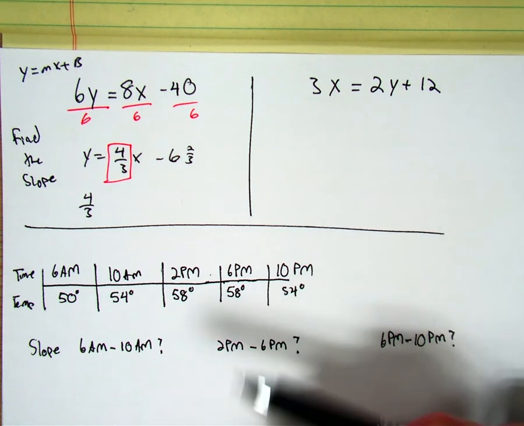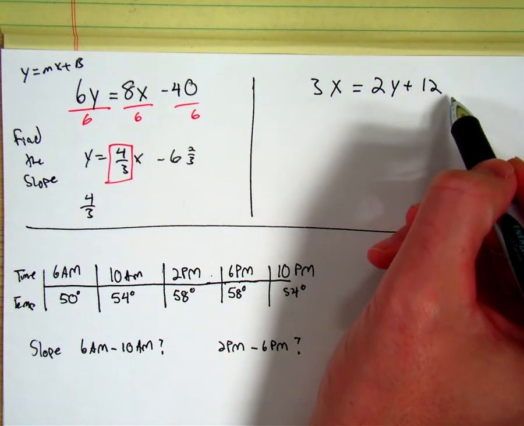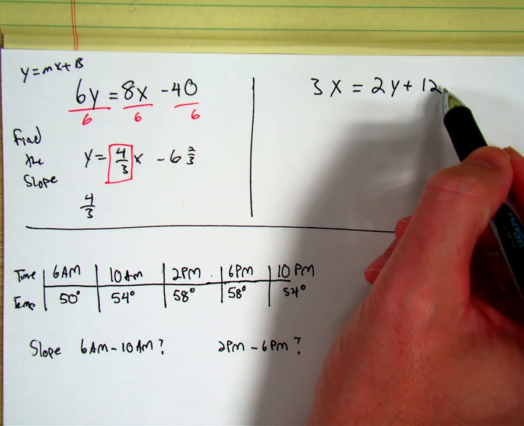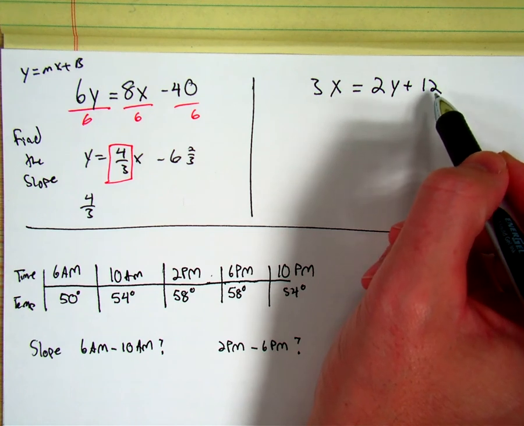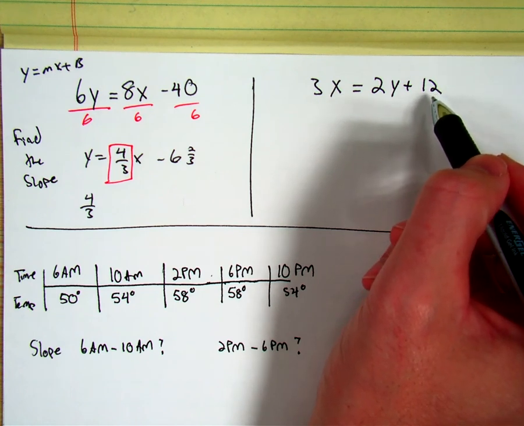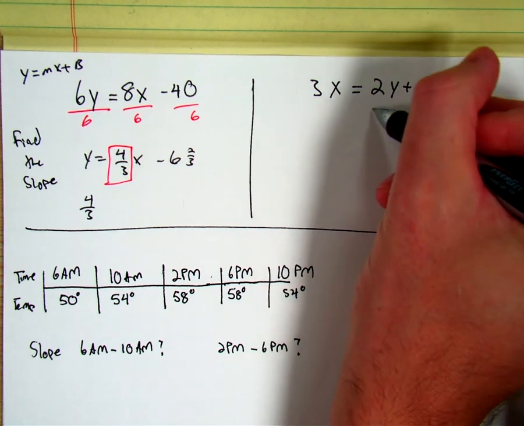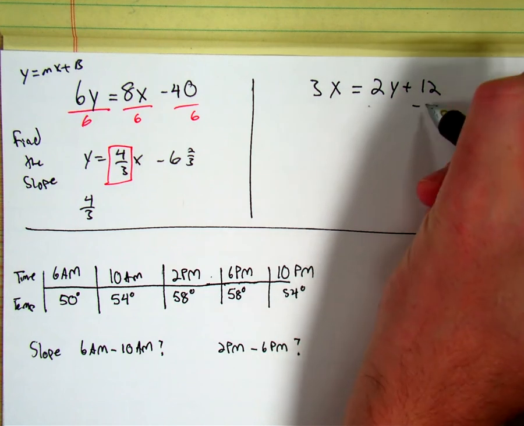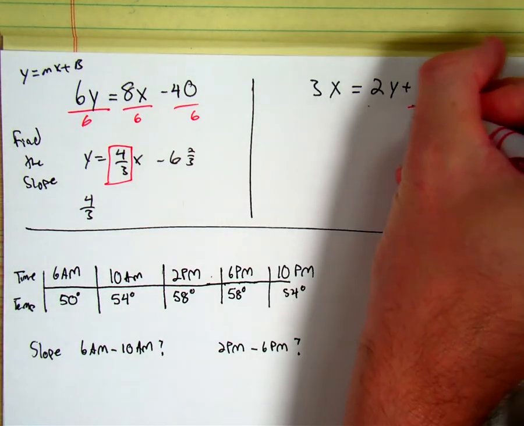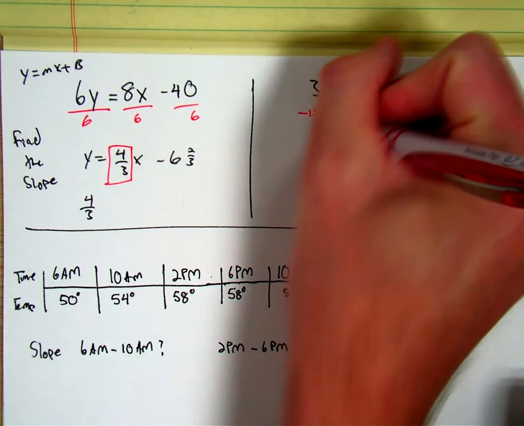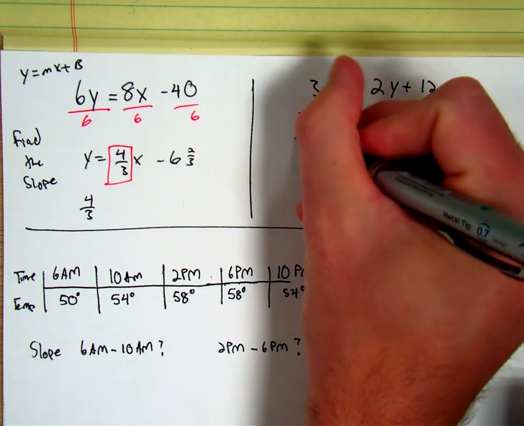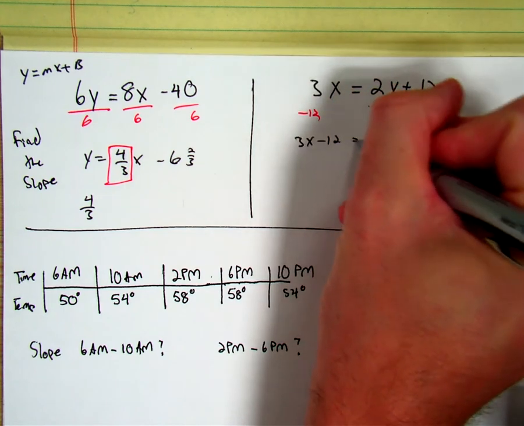Okay, welcome back. Let's see how you did. All right, I'm trying to get y by itself. Well, we'll just do this. Minus 12. I'll try to use the red pen here for the steps so you can see that. So we got 3x minus 12 equals 2y.